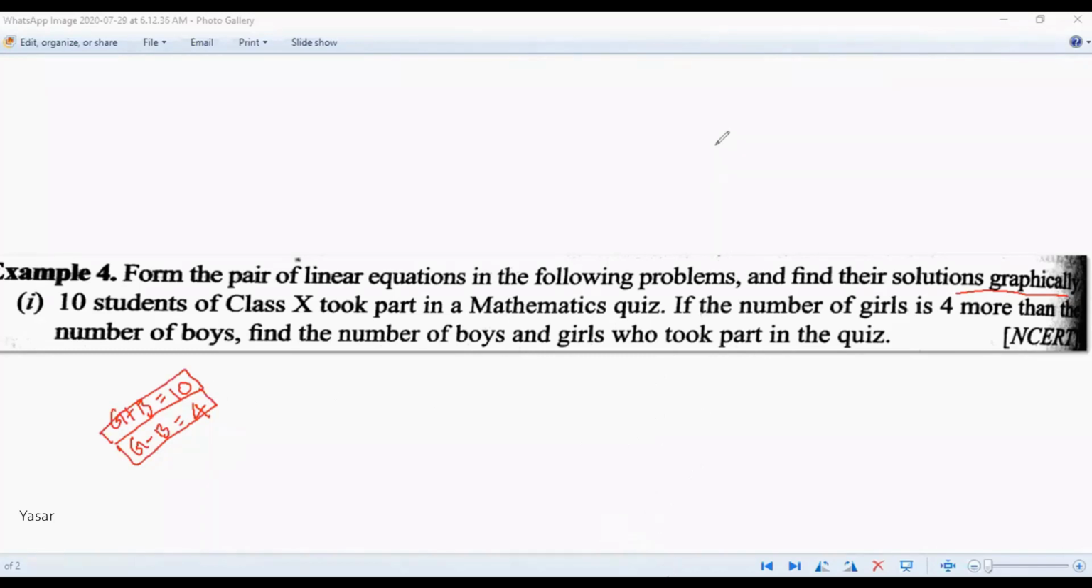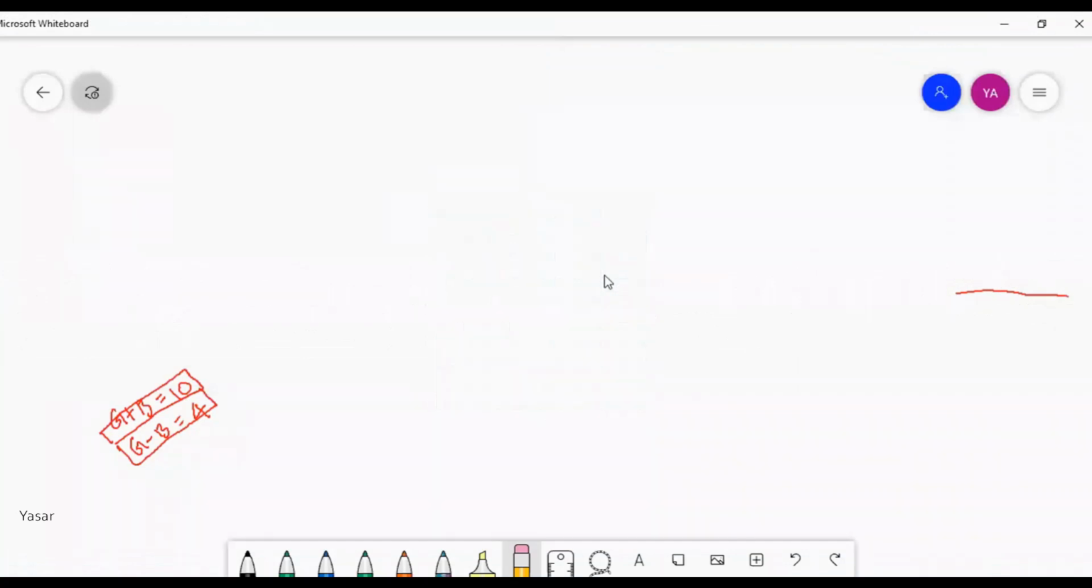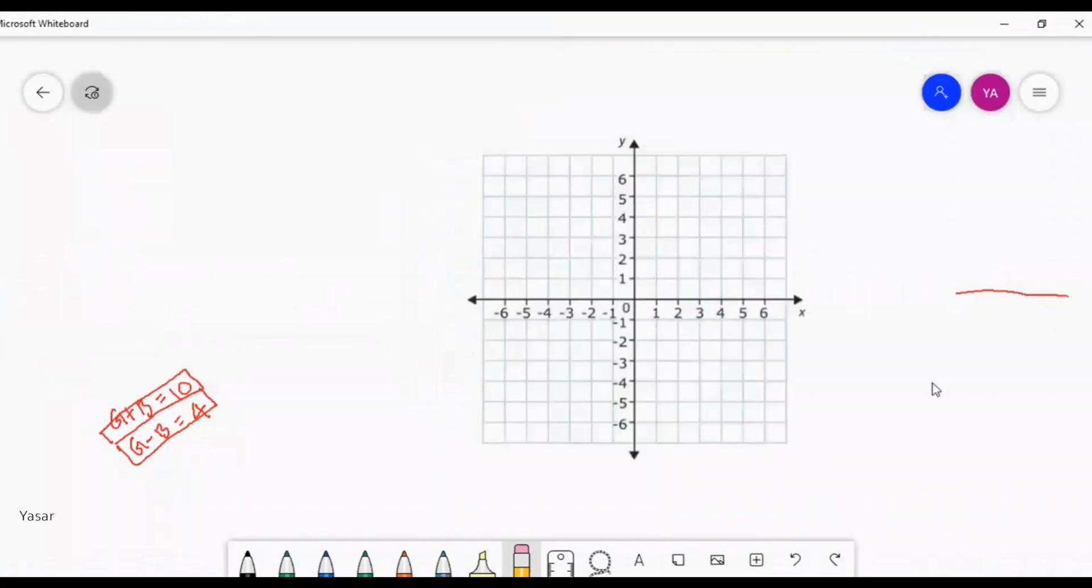I'm opening the whiteboard, and we can draw the graph here. G plus B is equal to 10. Did you get any point for this line? 5, 5 is a solution for G plus B is equal to 10. So we mark 5, 5 on the graph: X coordinate 5 and Y coordinate 5. It will be here, and we mark a dot here.